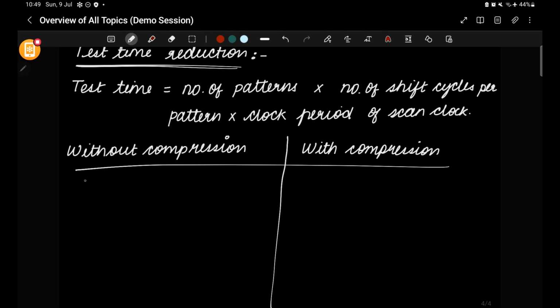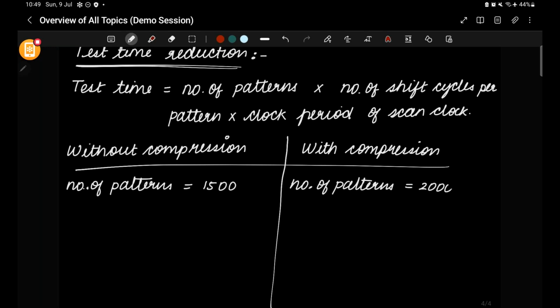So the number of patterns without compression will be less. I'll consider 1500 here. With compression, the number of patterns I will consider as something like 2000. Why does the number of patterns actually increase with compression? There is a concept called fault aliasing, which I will be discussing during the ATPG class, and because of that the number of patterns will increase when we go with compression.